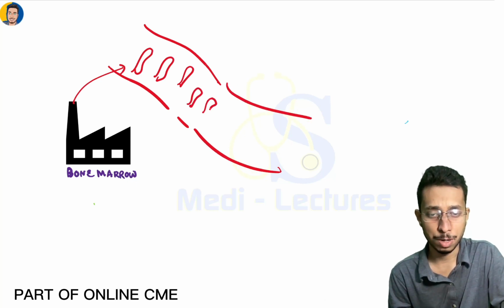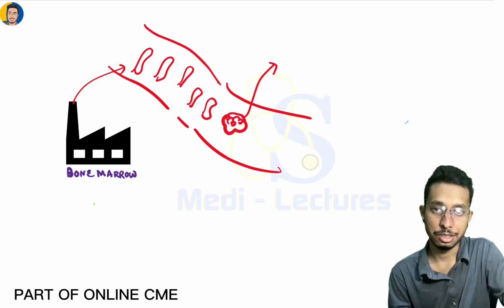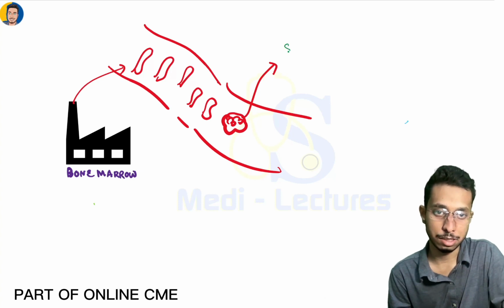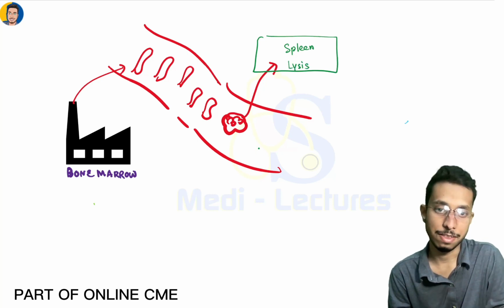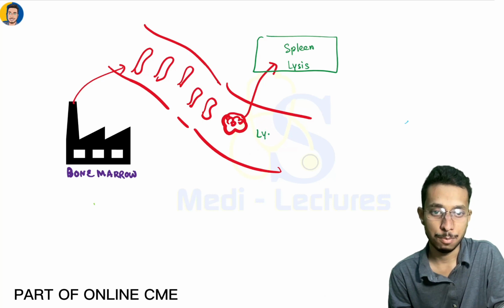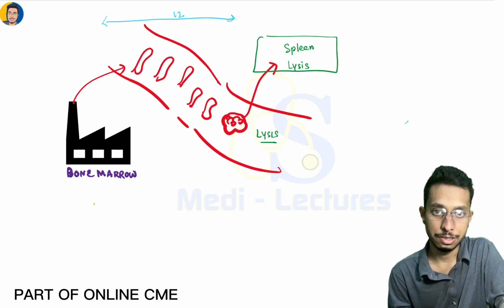Once its function is over, or the red blood cell gets denatured with time for some reason, it gets sliced in a specialized organ like the spleen, or sometimes this lysis can occur inside the vessel itself, known as intravascular hemolysis. This can be considered the total life cycle of RBC, and it is around 120 days.